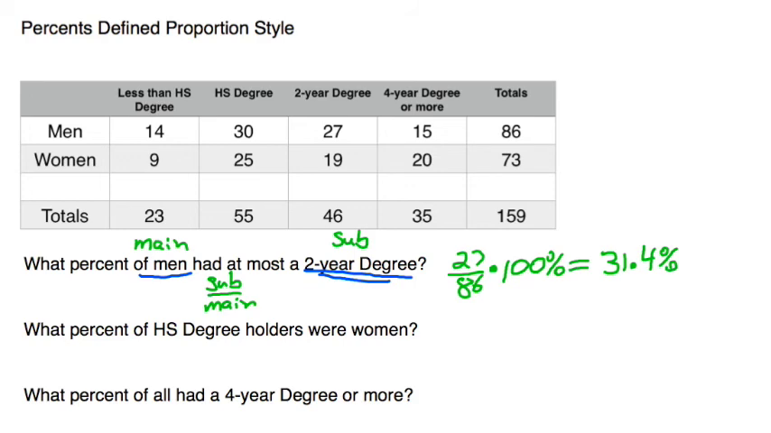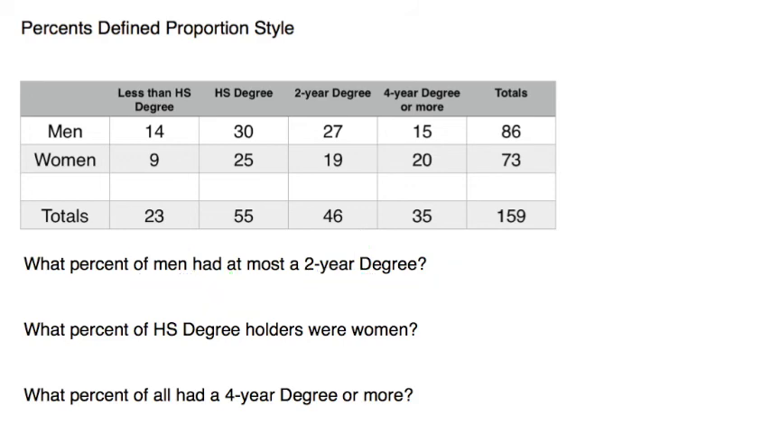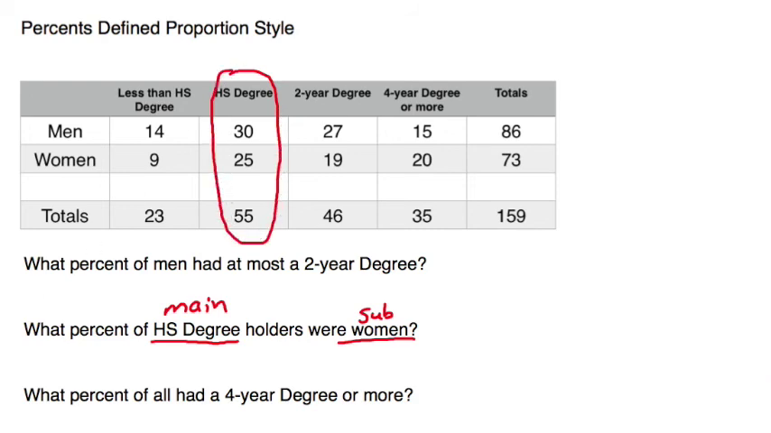All right. What about this second one? I'll go to a new screen. What percent of high school degree holders were women? Now the main group here is high school degrees. So here's our main. The subgroup is women. So when we set this up, it's going to be sub over main. Our main group is high school degrees, so we're looking at this group, and the subgroup in here is the women, so that's our subgroup.